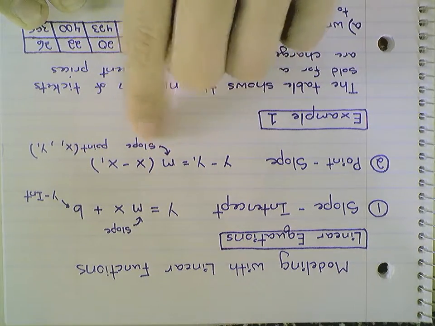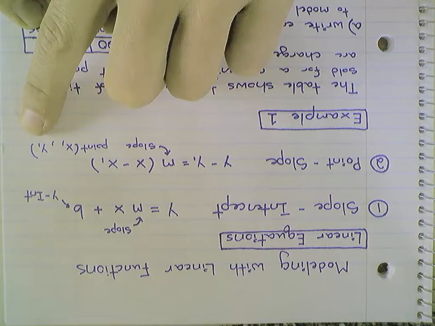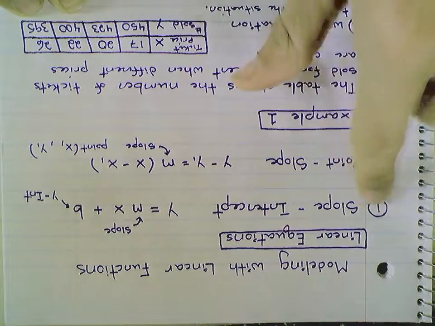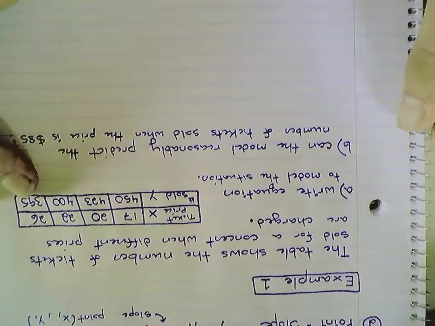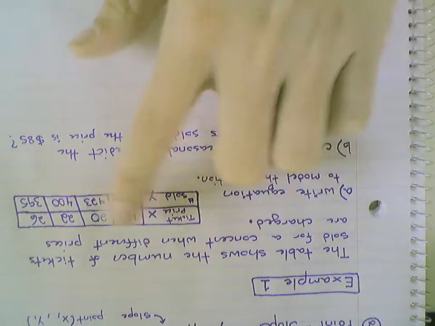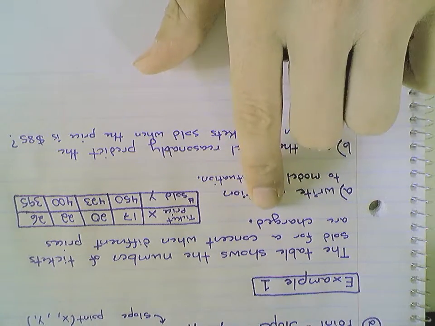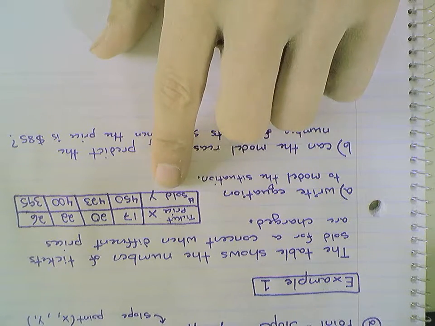In this form, m is still the slope, and it consists of the point x1, y1. When we model linear functions, we're going to use one of these two equations. So, let's take a look at our first example. In example 1, it says the table shows the number of tickets sold for a concert when different prices are charged. We can see that x is our ticket price and y is the number of tickets that are sold.